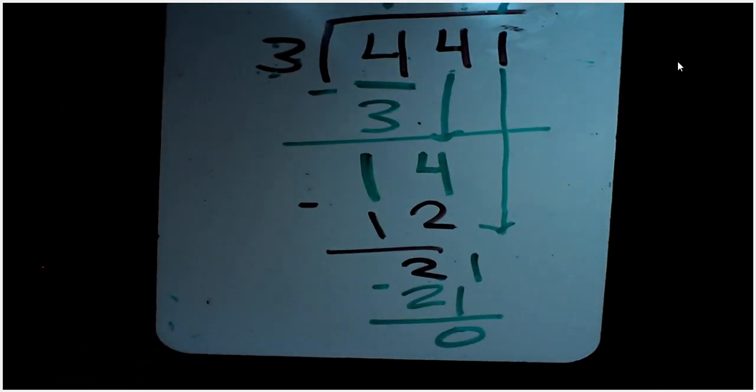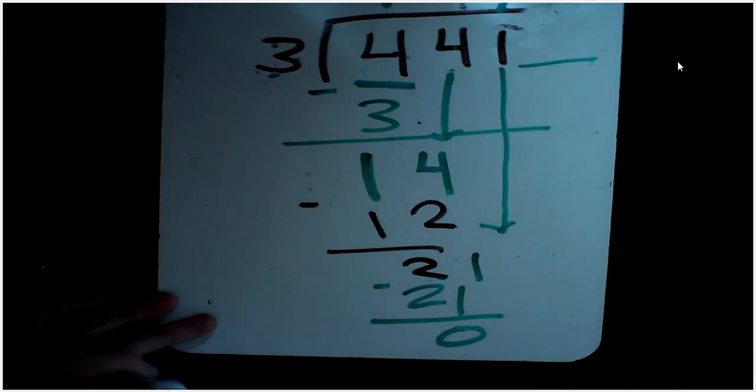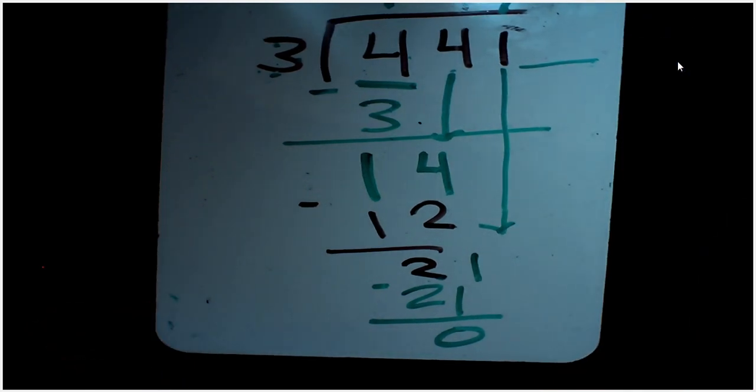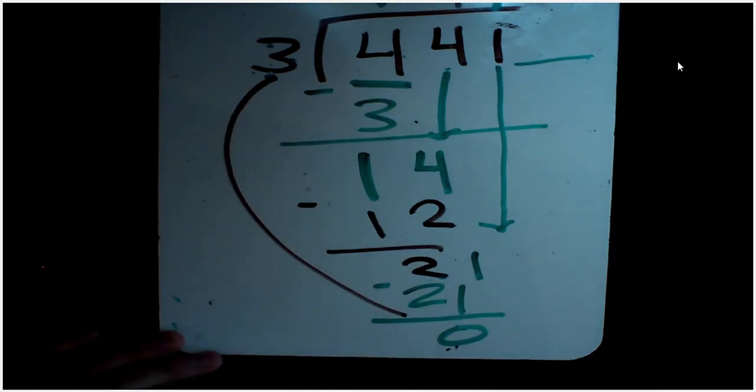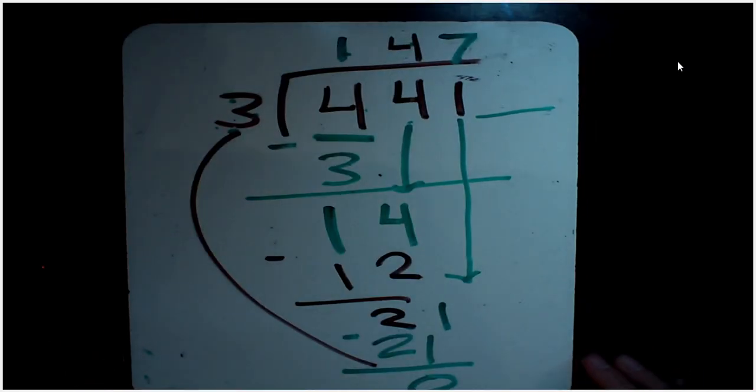Next step would be to bring something down. There's nothing over here to bring down. So let's look to see if we have a remainder. We have 0 left over, so that tells me that there's no remainder. You would know that you weren't finished if this number was 3 or greater. If it was a 1 or a 2, that would be your remainder. So my quotient is 147.